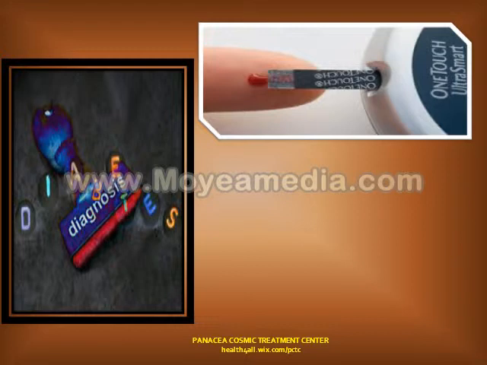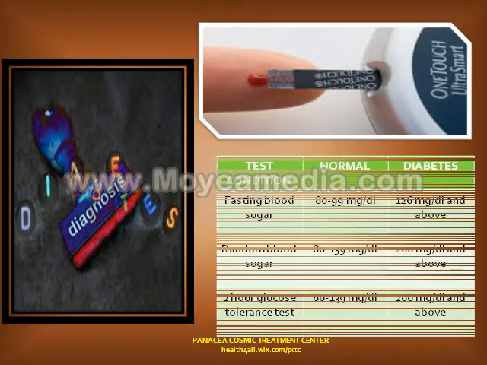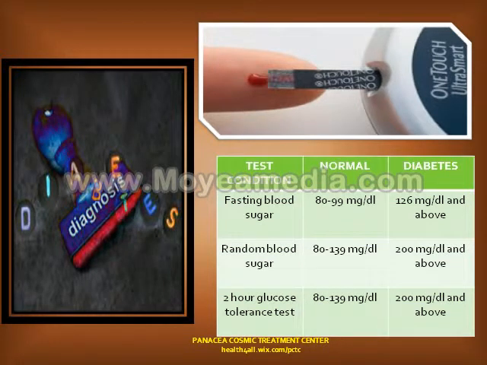Usually, these tests are repeated on subsequent days to confirm the diagnosis. The test is administered on fasting, 2 hours after the intake of food, and also randomly. The normal values and the diabetic values are on your screen.